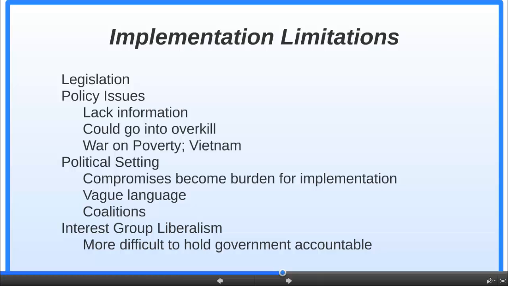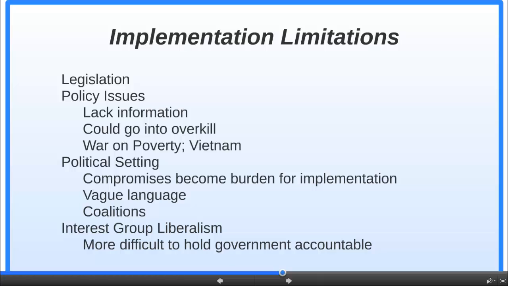The political setting can make it difficult to implement policy. Compromises become a burden for implementation. We've compromised, we negotiated, and then all of a sudden you have a 1,000-page bill that's been drafted quickly and is trying to do 3,000 things for 3,000 different people, and that's hard. That's very difficult to work through and figure out.